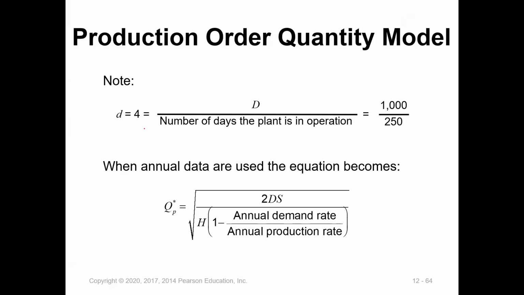D over 250 days, D is the annual demand. If you divide the annual demand, as we said, by 250, this will be equal to 4. This is the daily demand, okay? This is called daily demand.